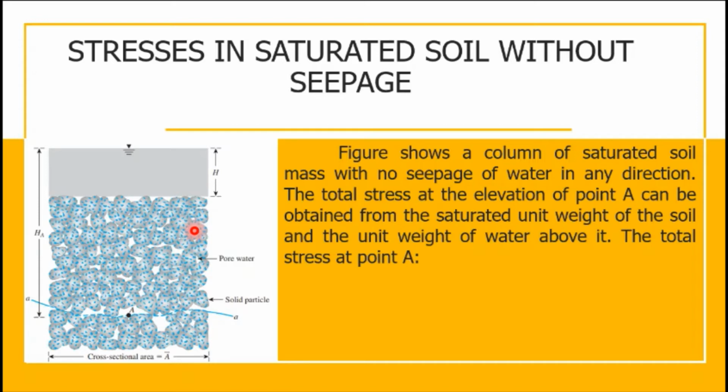The total stress at point A, again, is the sum of the effective stress and the neutral stress. That means it is the stress due to soil and also the stress due to water. So it is the combination of the stress due to soil and due to water. So if we're to get the total stress at point A, this is point A.